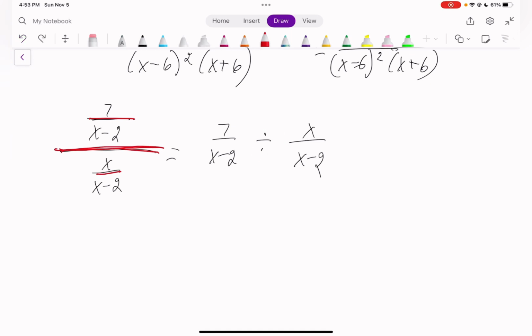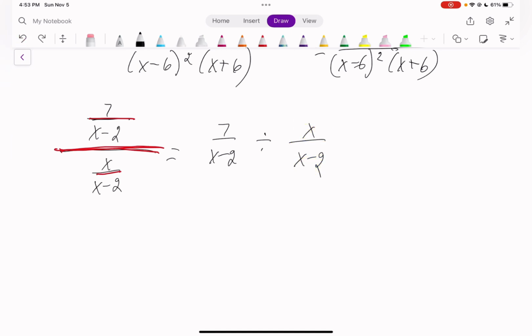Now we have fraction divided by fraction. When we divide fractions, I have to flip the second fraction. Don't you dare to flip the first fraction, otherwise it will take you straight to the woods and leave you there. You will never get the right answer.